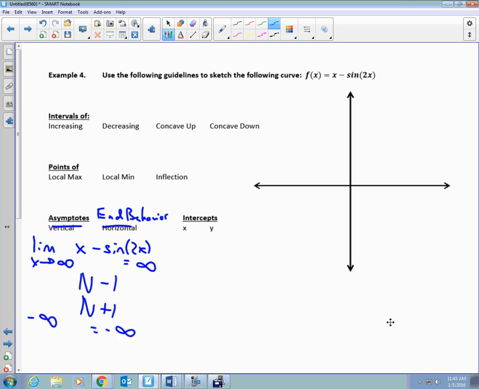How do we find the y-intercept? Plug in 0 for x. Do you know what the sine of 0 is? 0. And so 0 minus 0 is 0. So that's what we get.